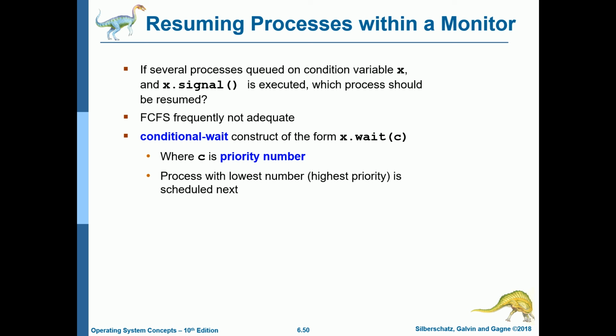In these circumstances, the conditional wait construct has to be used. Now, in this version, this c is an integer expression that is evaluated when the wait operation is executed. The value of this c, which is called a priority number, is stored with the name of the process that is suspended. When X.signal is called, the process with the smallest priority number is resumed next.